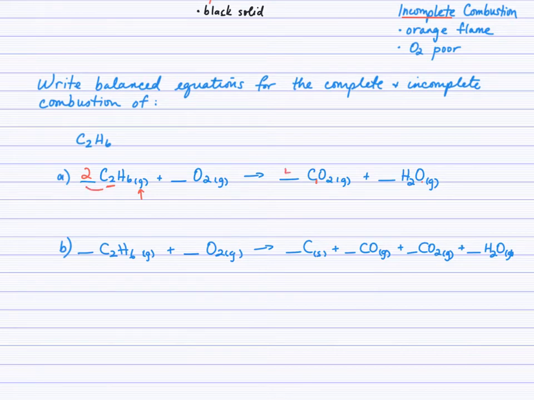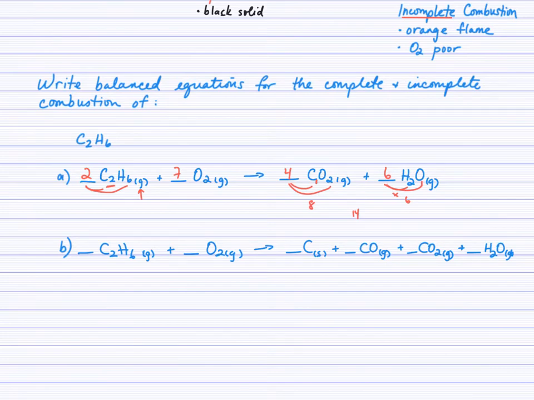Now I have 4 carbon. So on this side, 4 times 1 would be 4. And I have 2 times 6, 12 hydrogen. So I come over here, and 6 times 2 will be 12 hydrogen. And now 4 times 2 is 8. 6 times 1 is 6. And now I have 14 oxygens, which I can easily then place a 7 to come up with the correct number of oxygen on the left side.